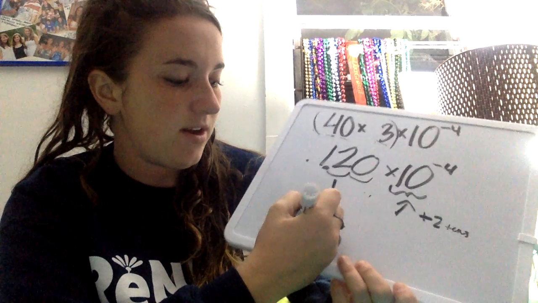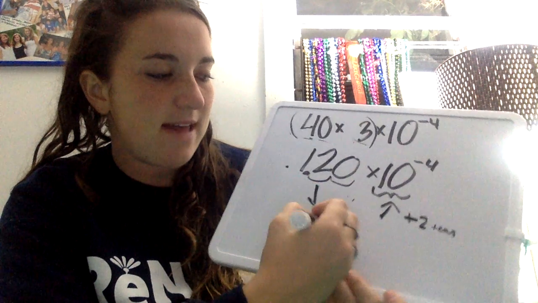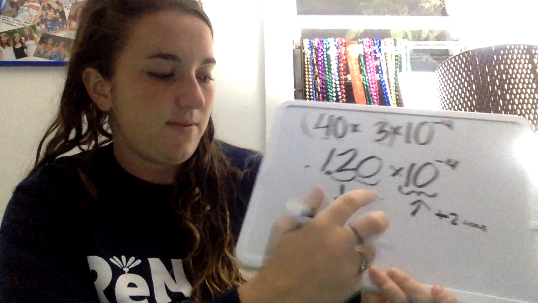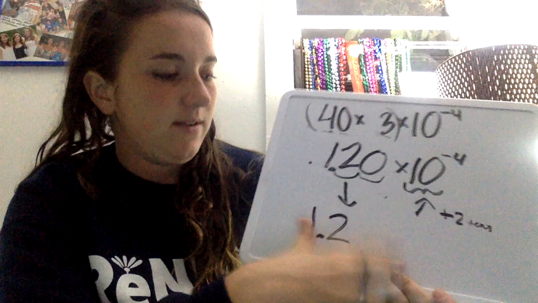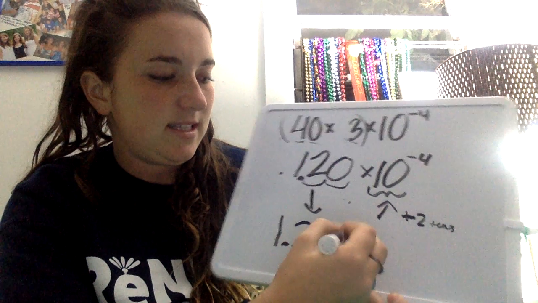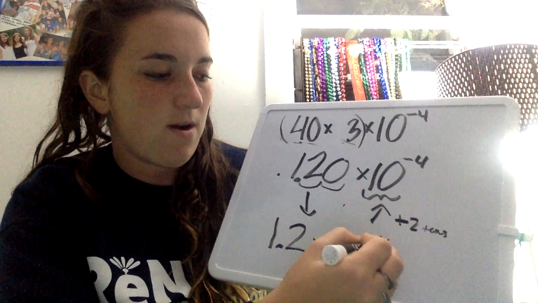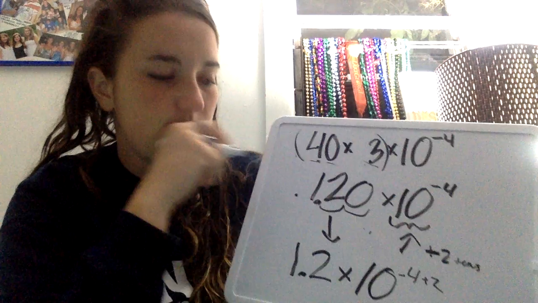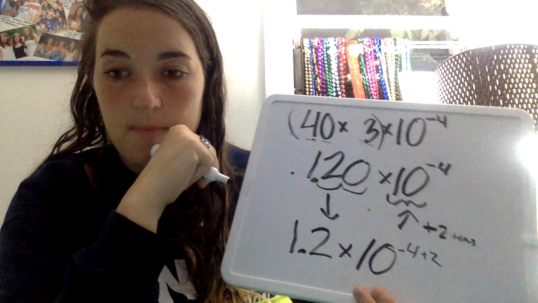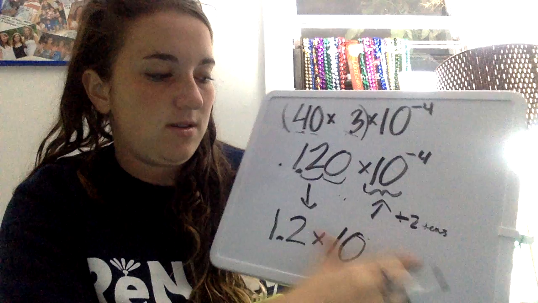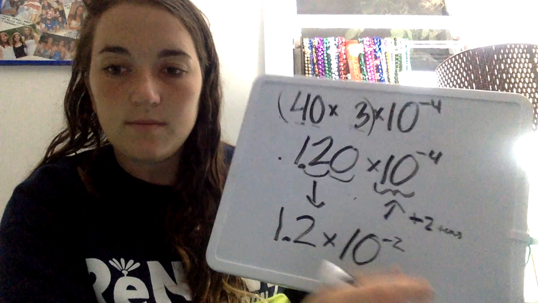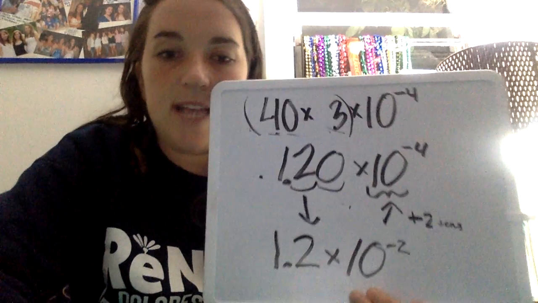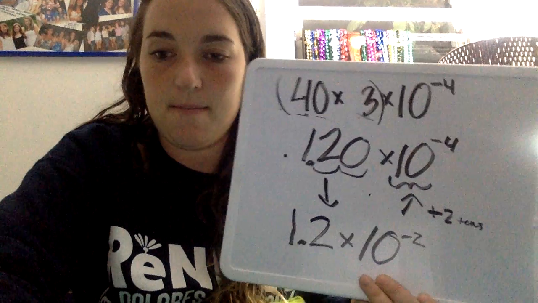So this becomes 1 and 2 tenths, which can also be written like this, but remember when we have a 0 at the end, it's just a placeholder, times 10 to the negative 4 plus 2. What is negative 4 plus 2? This becomes negative 2. So our final answer is 1 2/10 times 10 to the negative second power.